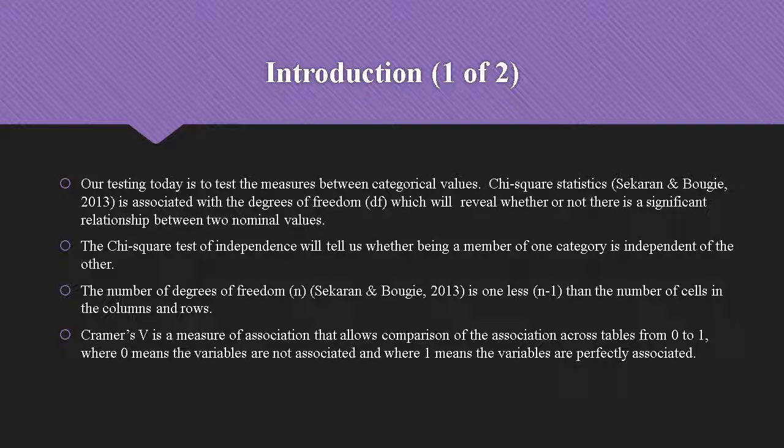The degrees of freedom in our text is defined as n-1, where n is the number of cells in the columns and rows in our spreadsheet of data. We'll use, as a final measure, Cramer's V. Cramer's V is a measure of association that allows comparison of the association across the tables that I will show next, from 0 to 1, where 0 means the variables are not associated and 1 means the variables are perfectly associated.